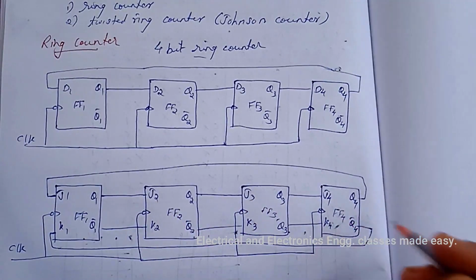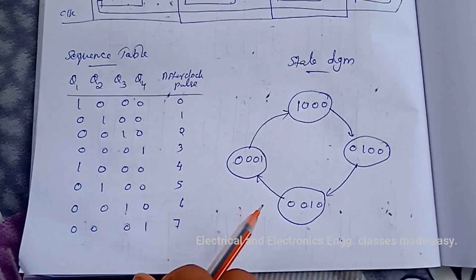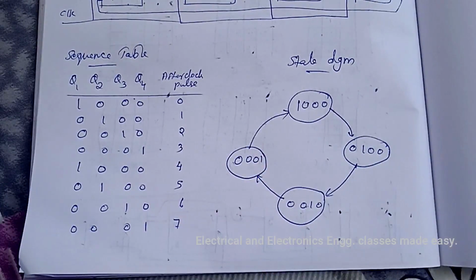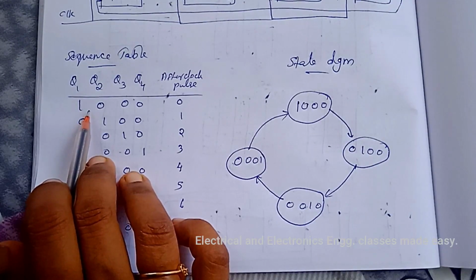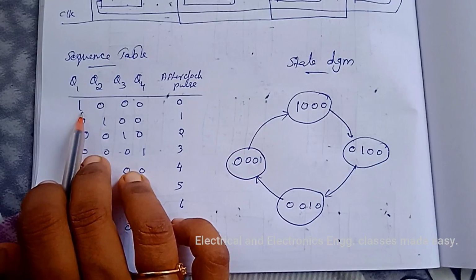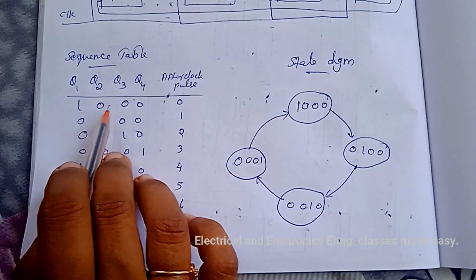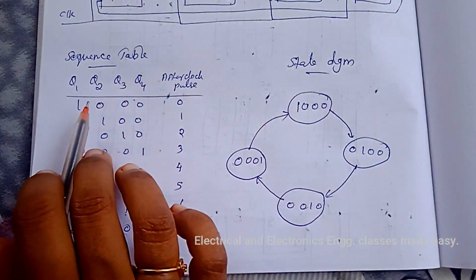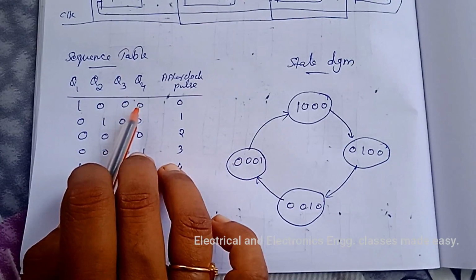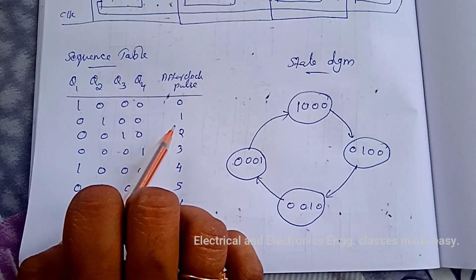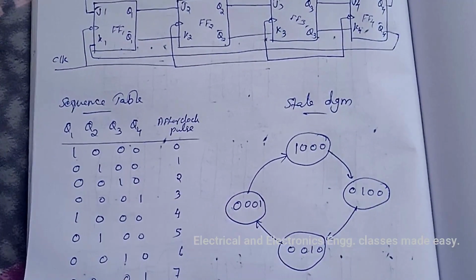So there are 4 flip-flops, and this is the sequence table, and this is the state diagram. Initially the first flip-flop is preset to 1, that is the Q1 output is 1. So the initial state is 1 0 0 0, that is Q1 1, Q2 0, Q3 0, Q4 0, and after each clock pulse the contents of the register are shifted to the right by 1 bit.